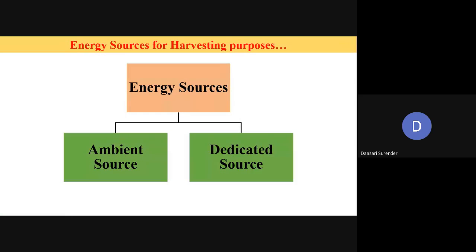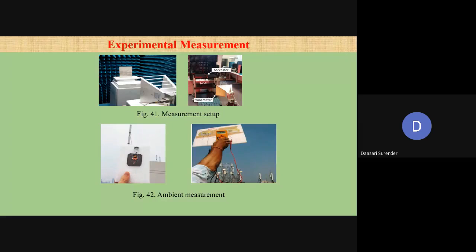And there are various energy sources for measurement of RF energy: what is an ambient source and a dedicated source. So this is the experimental measurement. The first one shows the measurement of the rectenna in the anechoic chamber, and the second one is the ambient measurement testing.